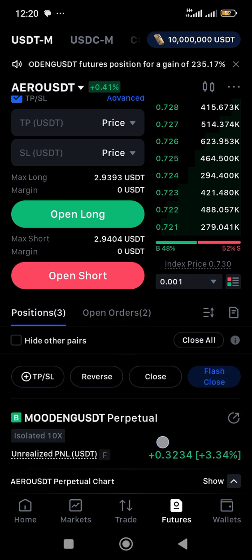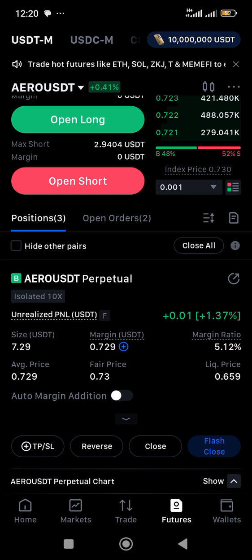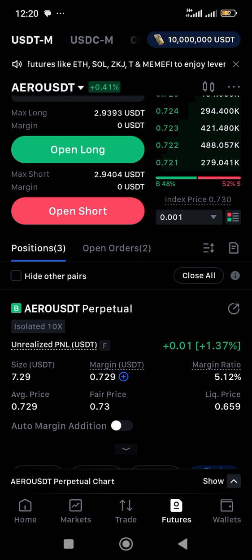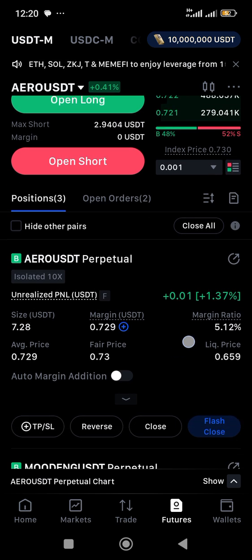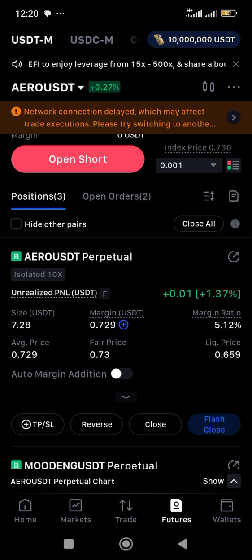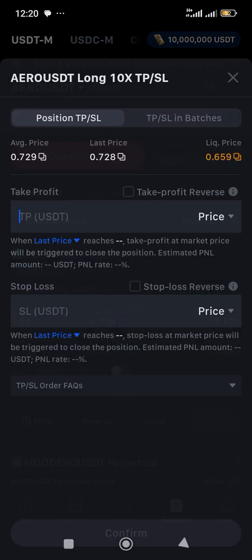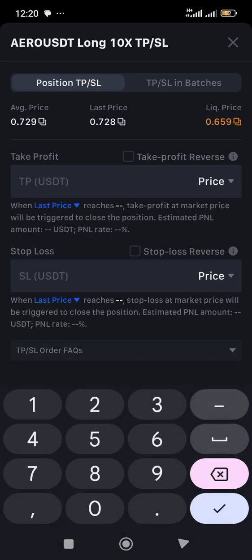When you come here now, you will see that order. Look at it, it's already filled. Remember, I did not put take profit and stop loss. Since I did not, I can still set it by clicking on this place now. If I click on this, I can set up my take profit and stop loss.